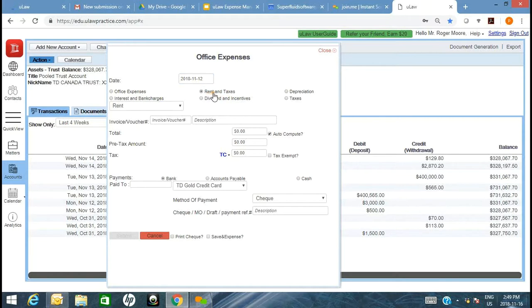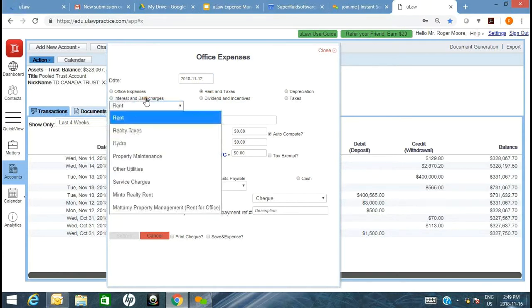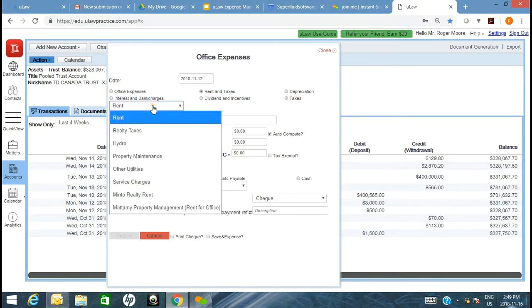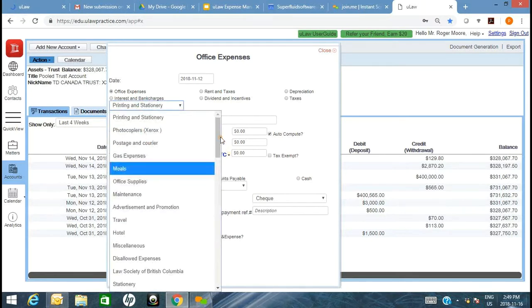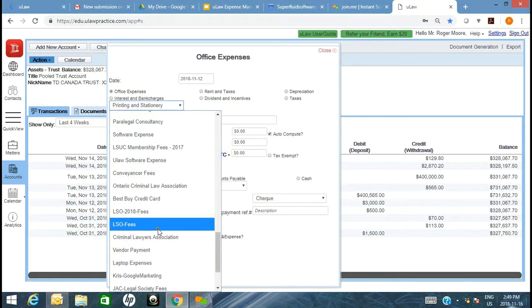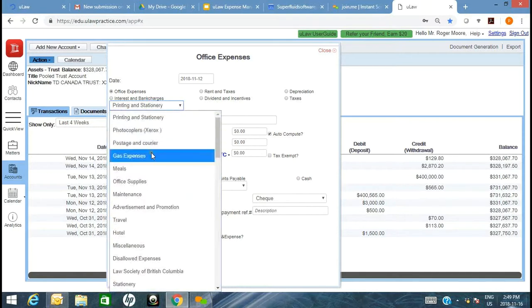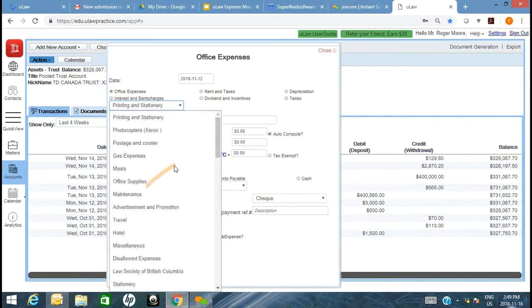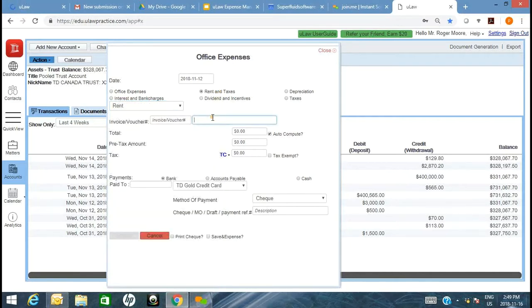understanding the type of office expense this is, right? So this could be rent, but we have the opportunity to classify these expenses based on some high-level categories, and then under those you have subcategories that you can manage, right? So if it's office expense, this could be printing stationery, this could be LSO fees. So you can define these subcategories so it's best for you and personalized for your legal firm, okay? You've got laptop, Google marketing, laptop expenses. Let me start with rent.